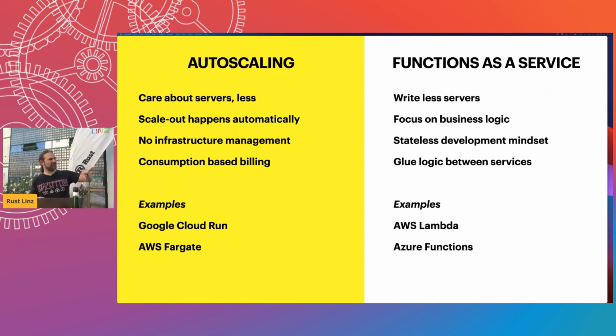And for the auto-scaling stuff, there are lots of examples. One that I found out about recently is Google Cloud Run, which is really: that's my Dockerfile, do whatever you need to do with it. And AWS Fargate. And on the functions as a service side, the two most well-known offerings are AWS Lambda and Azure Functions. And we are going to look at the internals of AWS Lambda and Azure Functions today.